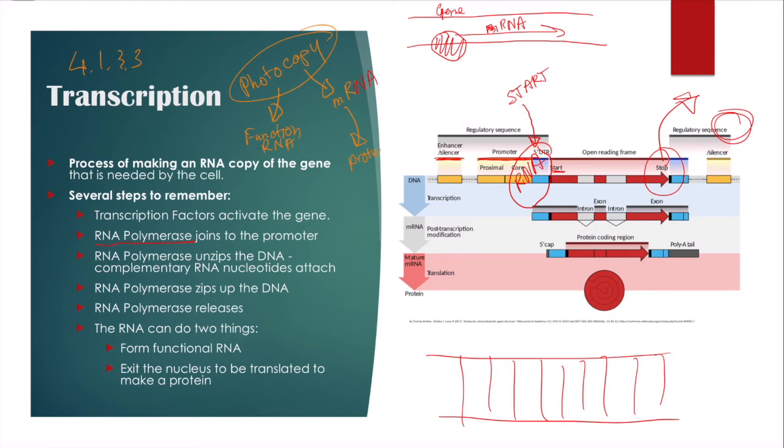And that little section of RNA that he's photocopied can either fold up into a functional RNA molecule, or it will then be spliced and diced. We'll find that out in a minute. And then to form what we call mRNA, messenger RNA. And then that will be sent outside the nucleus to be translated into a protein.